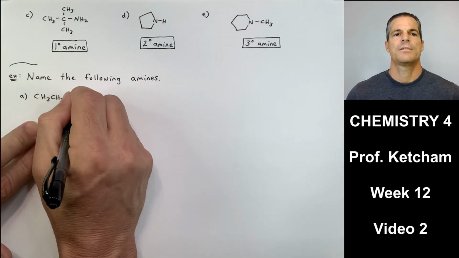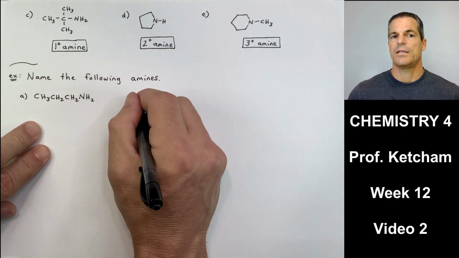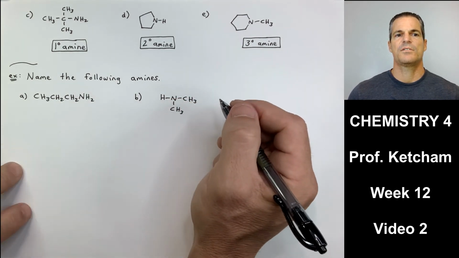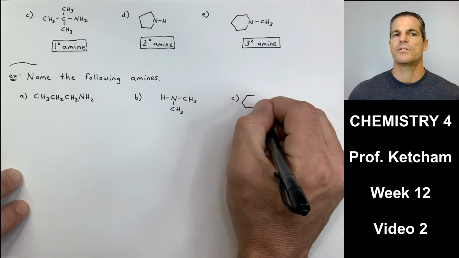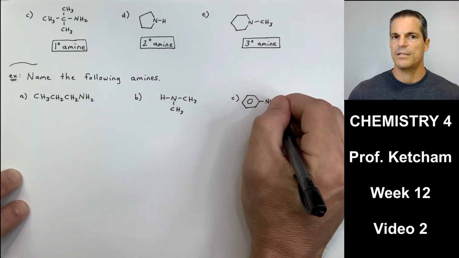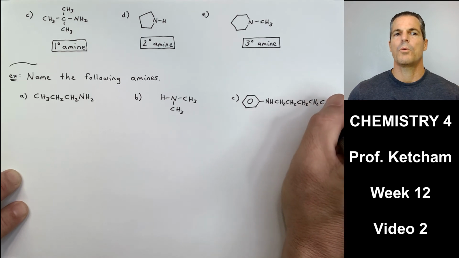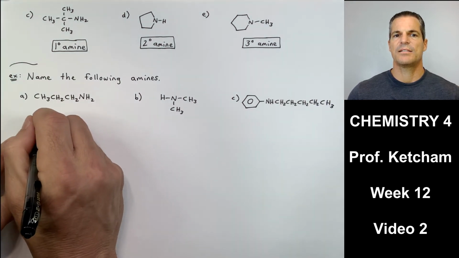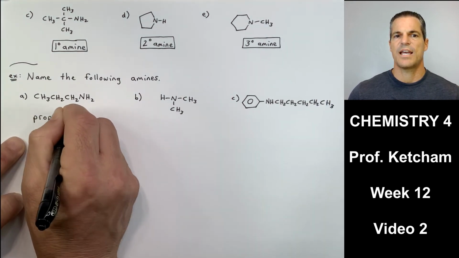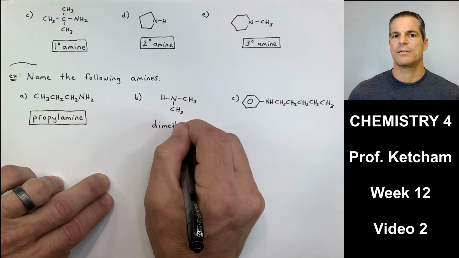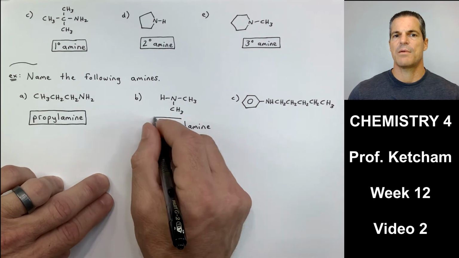All right. We want to name the following amines. A, CH3, CH2, CH2, NH2. This is going to be propylamine. Okay, so A is propylamine. B, I see that we have 2 methyls attached here. This would be dimethylamine. 2 methyls attached, dimethylamine.